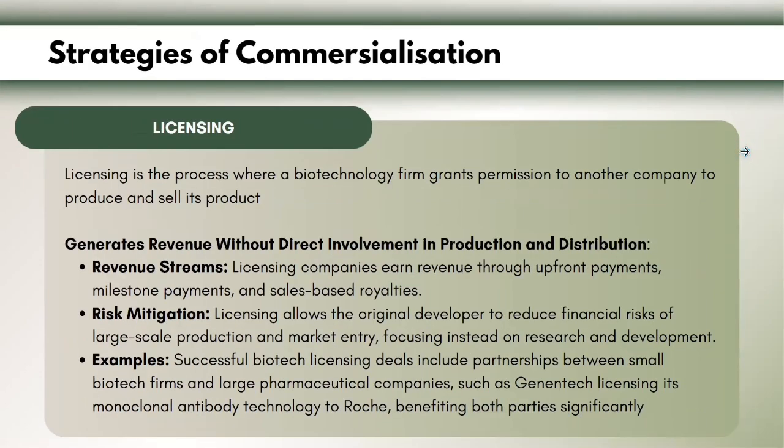Secondly is the licensing. So licensing is where a biotechnology firm grant permission to another company to produce and sell its product. And there are some benefits from it, right? First one is the revenue stream, where licensing company typically generate revenue through a variety of mechanisms. Upfront payment are often made by this licensee to secure the right to use the licensed product or technology, and this payment provide immediate capital to licensor.